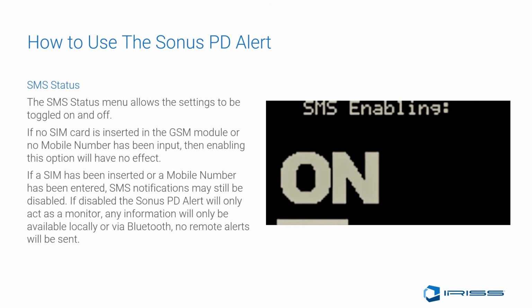The SMS status menu allows the settings to be toggled on or off. If no SIM card is inserted in the GSM module or no mobile number has been input, then enabling this option will have no effect. If a SIM has been inserted or a mobile number has been entered, SMS notifications may still be disabled. If disabled, the Sonos PD Alert will only act as a monitor, and any information will only be available locally or via Bluetooth. No remote alerts will be sent.